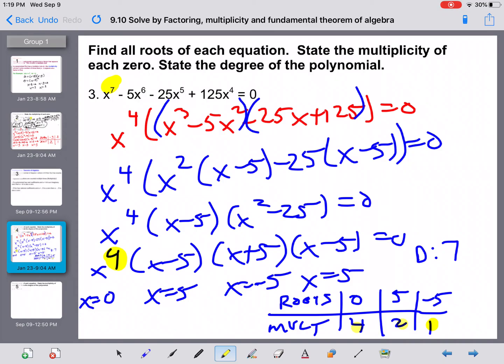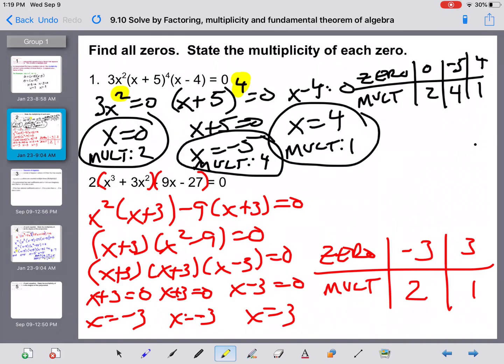So we could use that idea to go back to something like the first one that's in factored form, and we don't know what the degree is. That's not a second degree polynomial, but if we were to FOIL everything out, we would end up with 2 plus 4 plus 1, so that would be a 7th degree polynomial, but we don't need to FOIL out for that.